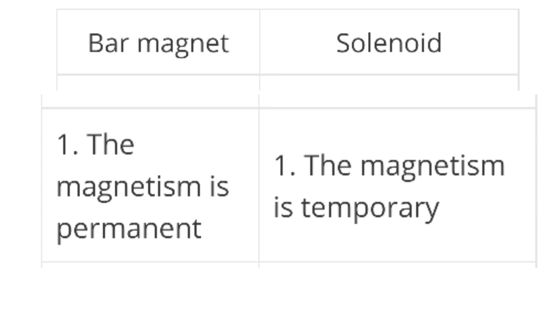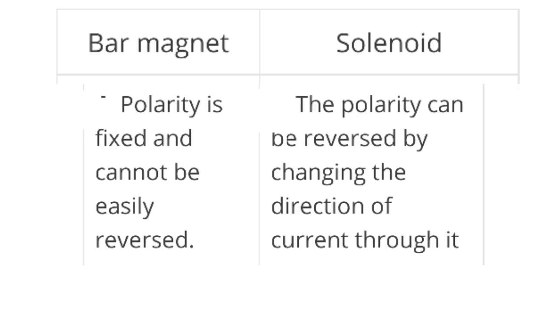Is it clear? Then what is the next difference? Polarity. Polarity of the bar magnet is permanent. Will the north pole and south pole change? No. What about in the case of a solenoid? Polarity is temporary. That is, when you reverse the direction of current, what happens? The polarity of the solenoid also changes.